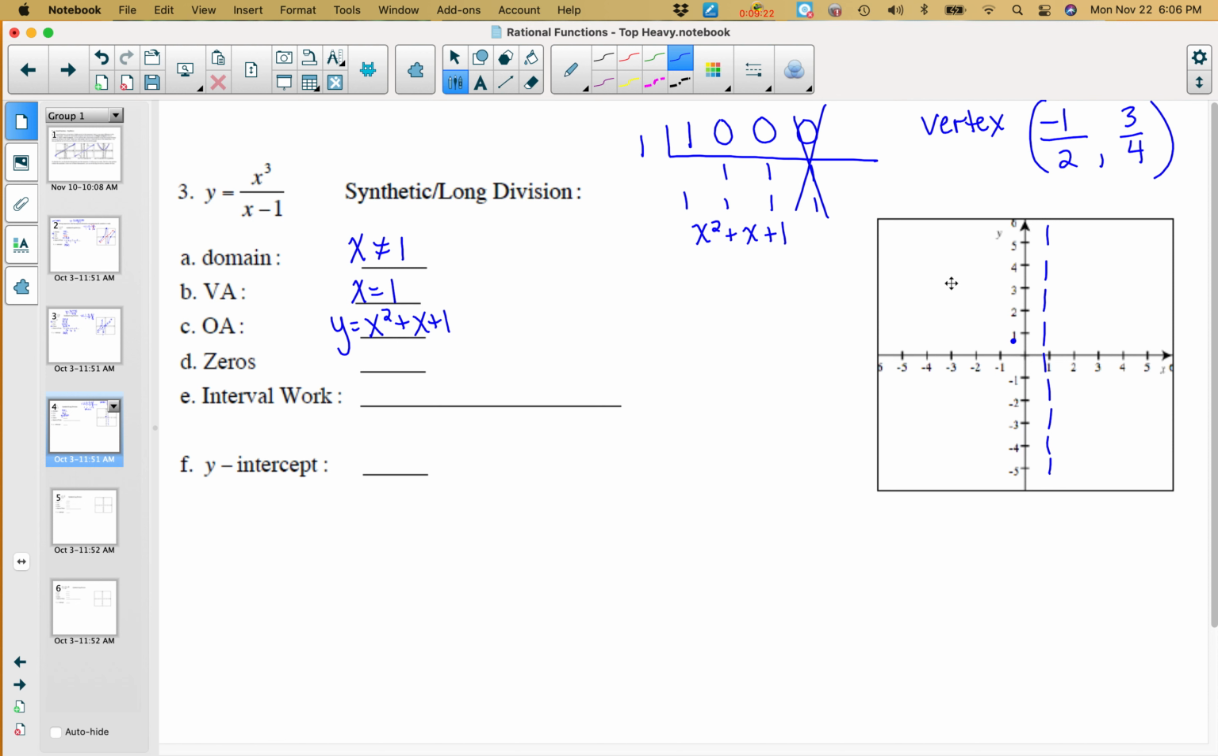Now what am I going to do from there? I know it opens up, and I know that it doesn't have a stretch. So from my vertex, I can go over 1, up 1, over 2, up 4. So I'm going to go over 1, up 1, both directions, and over 2, being careful here. 1, 2, 3, 4.